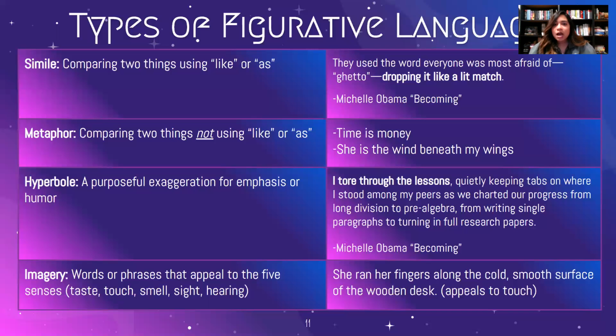Because there are other types of desks that you could run your fingers through. And this appeals to your sense of touch. So imagery always appeals to one of the 5 senses. So when you're writing about imagery, especially in the activity that you guys are going to see in a little bit, you need to tell me what it appeals to. Does it appeal to taste? Does it appeal to touch, to smell, to sight, or to hearing? You have to tell me which one it appeals to.